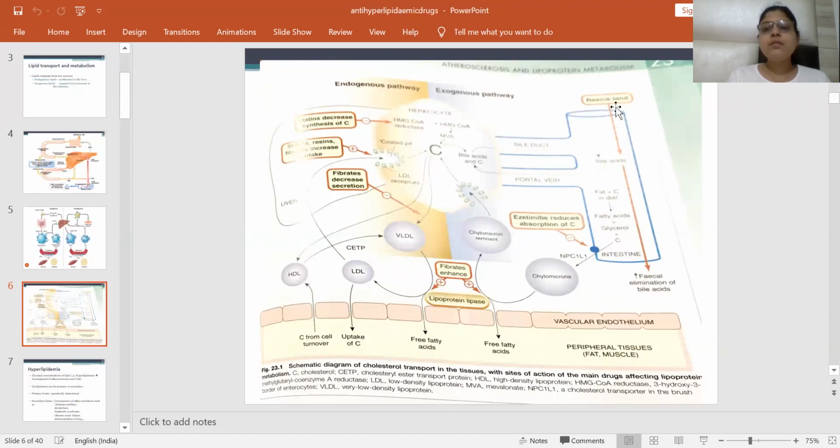But when resins are given, bile acids combine with these resins in the bile duct and gallbladder, and these get excreted, leading to reduced bile acids, and thus more cholesterol will be used to form bile acids. So bile acids reduce, and cholesterol formation decreases because more cholesterol is used for the formation of bile acids, thus leading to lowering of the LDL levels and lowering of the VLDL levels.